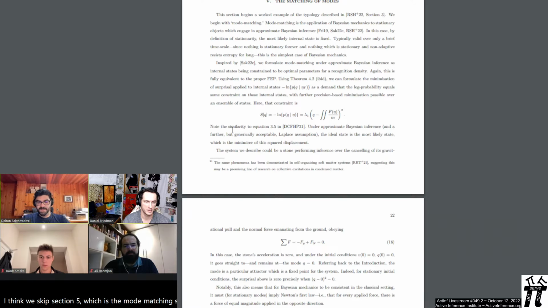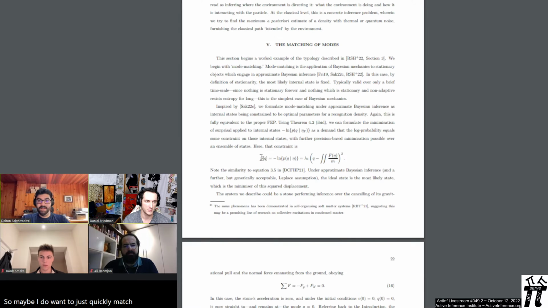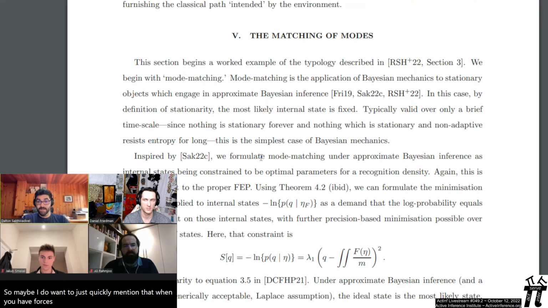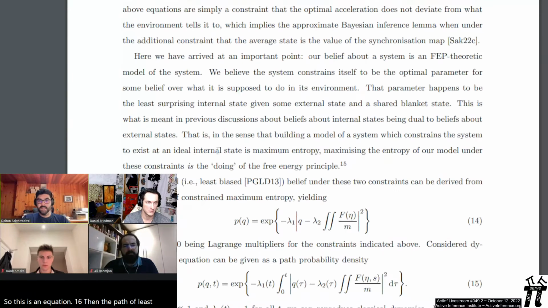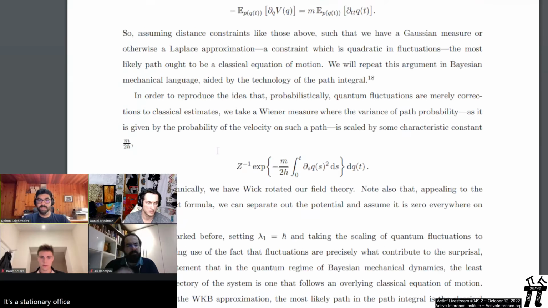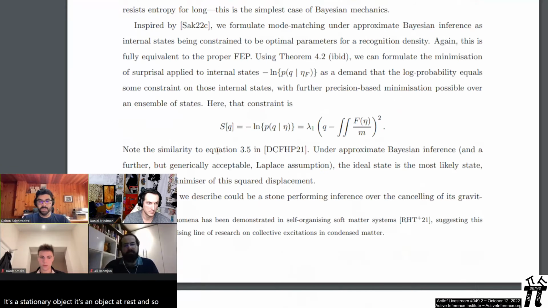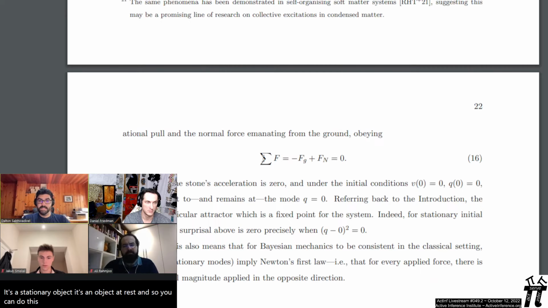Sorry, maybe I do want to just quickly mention that when you have forces at equilibrium and you have an initial condition of 0, so this is in equation 16, then the path of least action is not a path at all. It's a stationary object. It's an object at rest. And so you can do this very easily. You'll see I write q minus 0 squared equals 0.